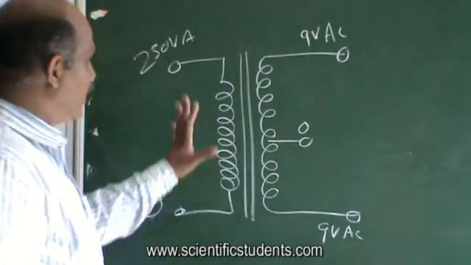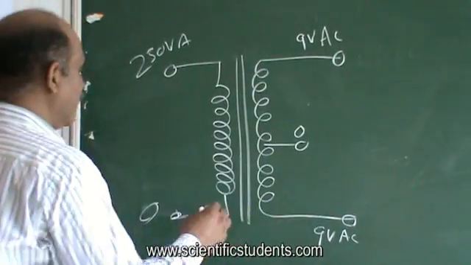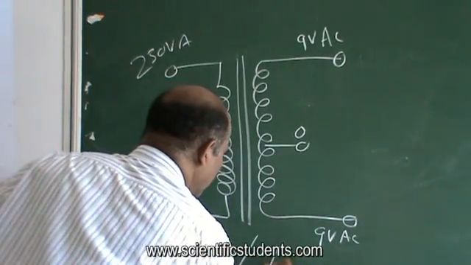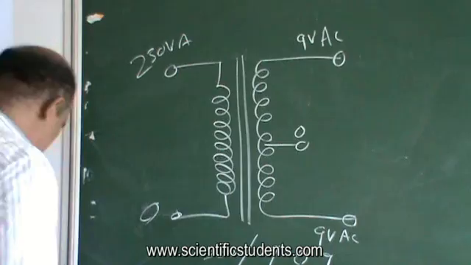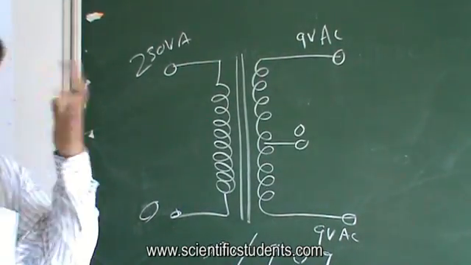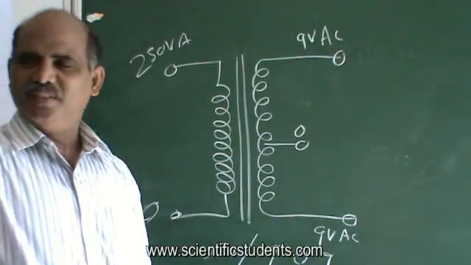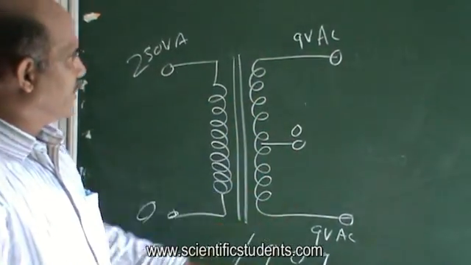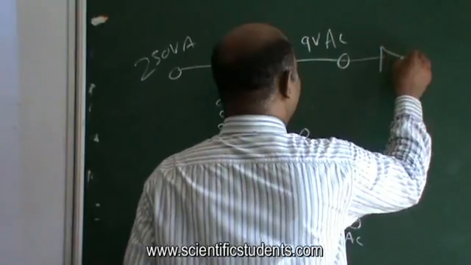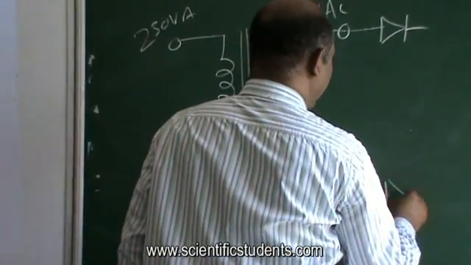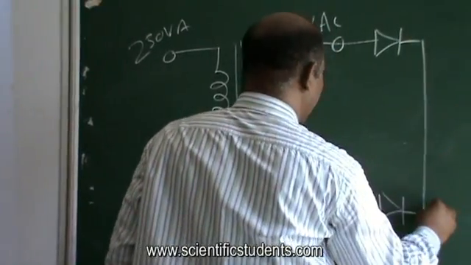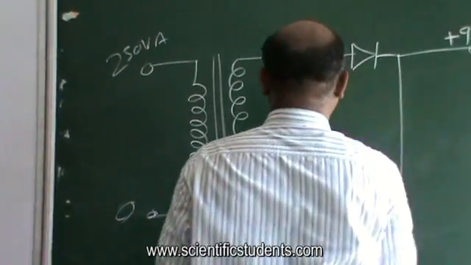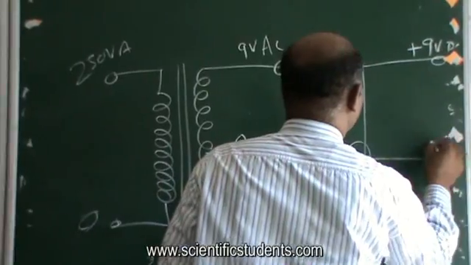Whenever you want to have this kind of transformer, you have to go to the market and ask for a 9-0-9 transformer. When you have this kind of center tap 9-0-9 transformer, you connect a diode here, the same diode, and another diode here, with the 2 cathodes shorted, and you will have plus 9 volt DC here, and the center one is the negative for the same.